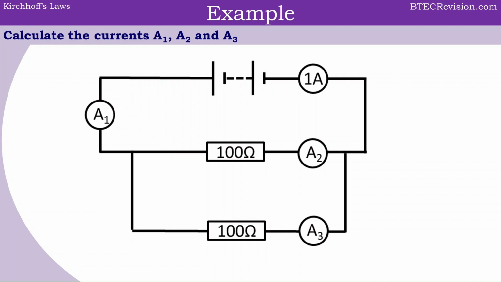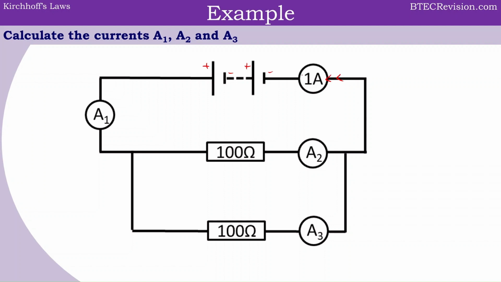Now, let's look at an example. Calculate the currents in A1, A2, and A3. Now, looking at the circuit, the longer line here is the positive, the shortest line is negative. Okay, so we have a battery. And from the right side, we have 1 amp. Okay, we'll stick with the conventional current. So we can start from the top right.